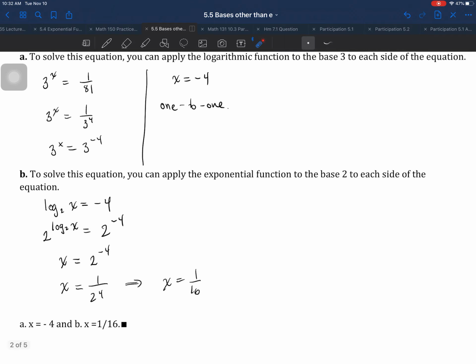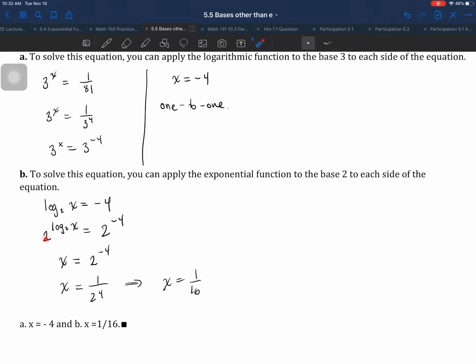Let's try the next one. We have log base 2 of x equals -4. Now, for me to get to the x, I need to remove this logarithm. Well, I know that the exponential base 2 will undo the logarithm base 2. So what I'm going to do is make these two powers of a base 2.